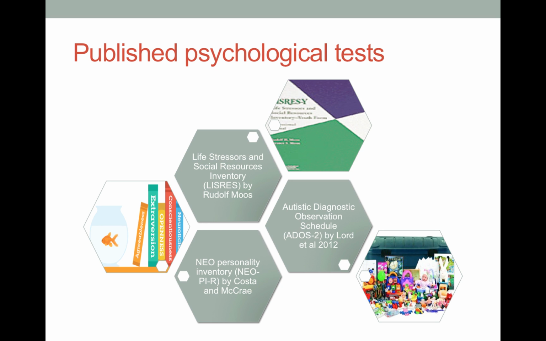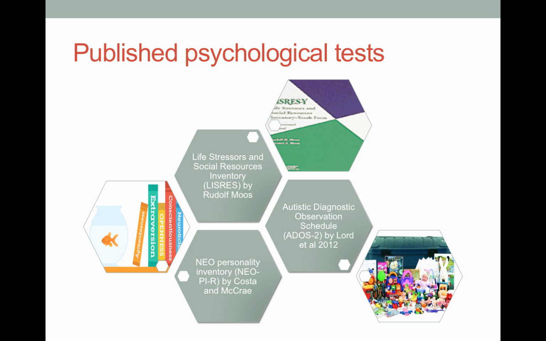So far, we have focused primarily on tests that measure intelligence, but we also want to use psychological tests to measure other psychological processes, for example, personality traits and emotional functioning, life stresses and social resources, and symptoms indicative of clinical disorders, for example, an individual's degree of autistic symptomology or psychopathy. To do this, we can use published and unpublished psychological tests.